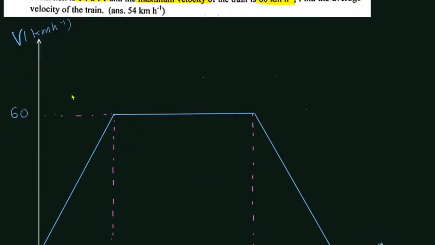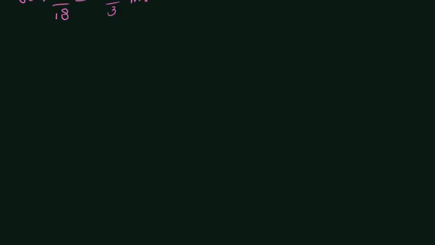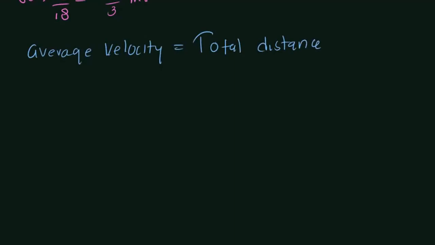So what do they ask now? Find the average velocity of the train. This is the motion of the train. We need to find the average velocity. How would we find it? Average velocity of a motion can be found exactly how? Total distance traveled divided by what? Total time taken.